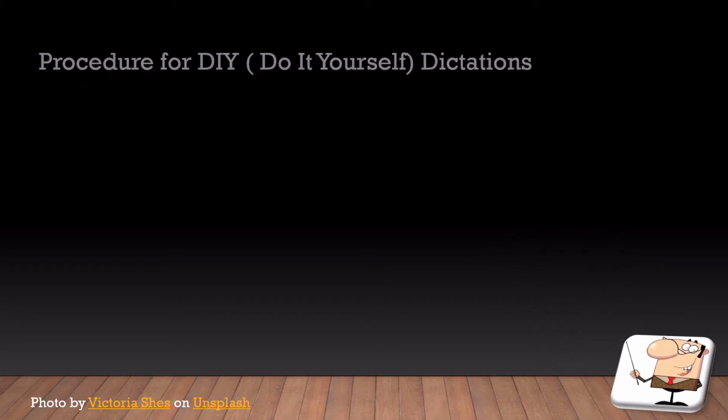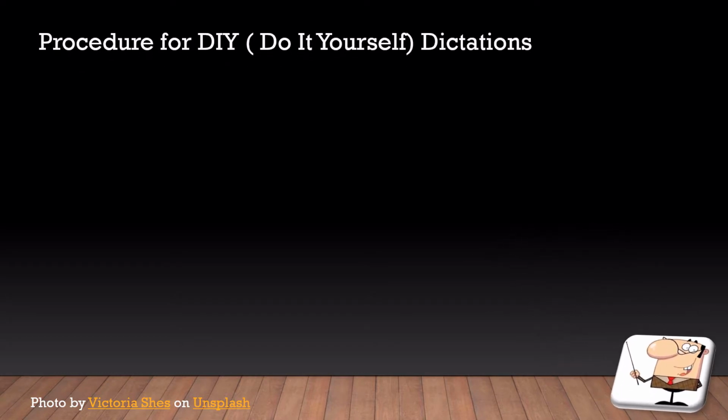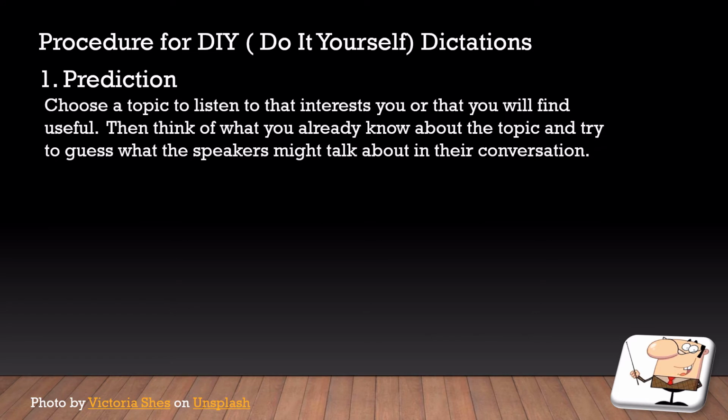So this is my suggested procedure for do-it-yourself dictations. The first stage is prediction. You need to choose a topic that interests you and you think might be useful to you. Now think about the topic and quickly brainstorm what you already know about the topic and try to guess what things the speakers might talk about.